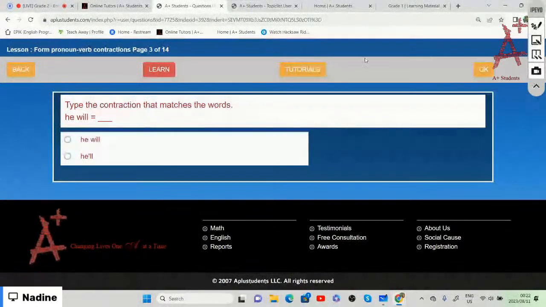He will. Is it he will or he'll? We need to type the contraction that matches the word. So he will or he'll, right? We need to choose the correct contraction that matches the word. So he will is shortened to he'll.